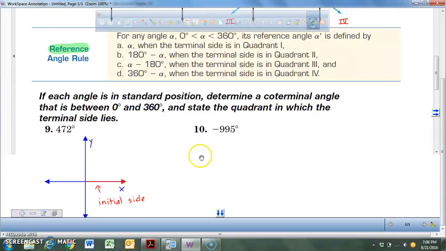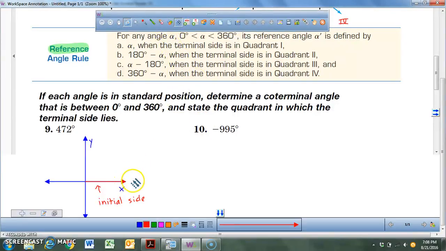So we're going to do a couple of things with this. It didn't ask us to find the reference angle, but we're just going to find it anyways, just as an example. So let's think about this. If we have 472 degrees, how many times are we going to rotate around?